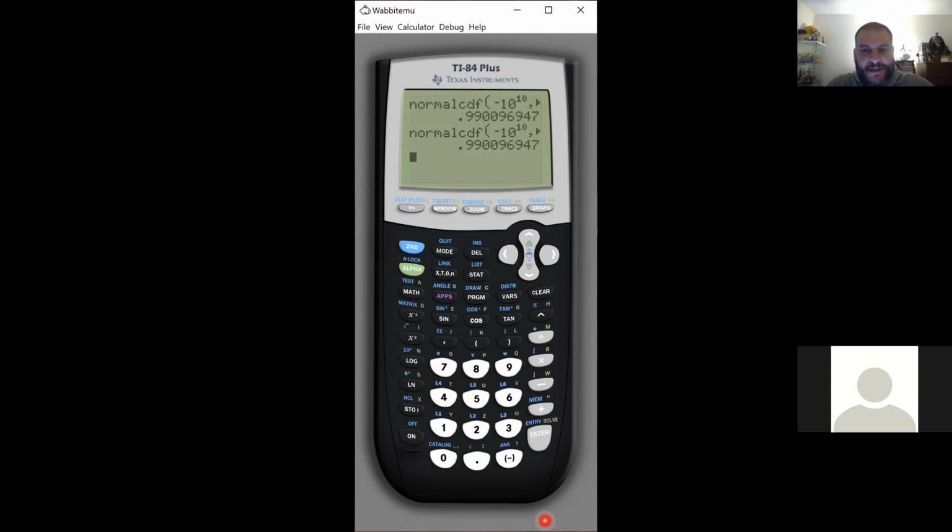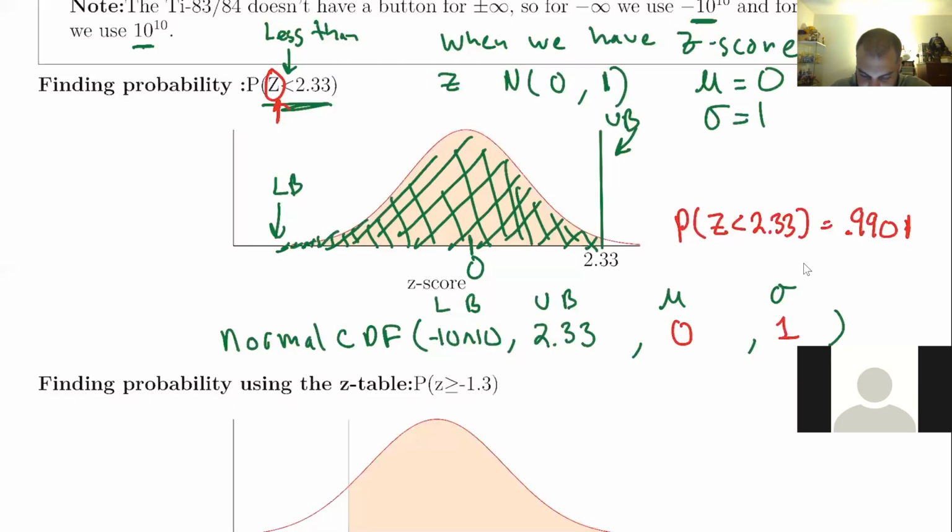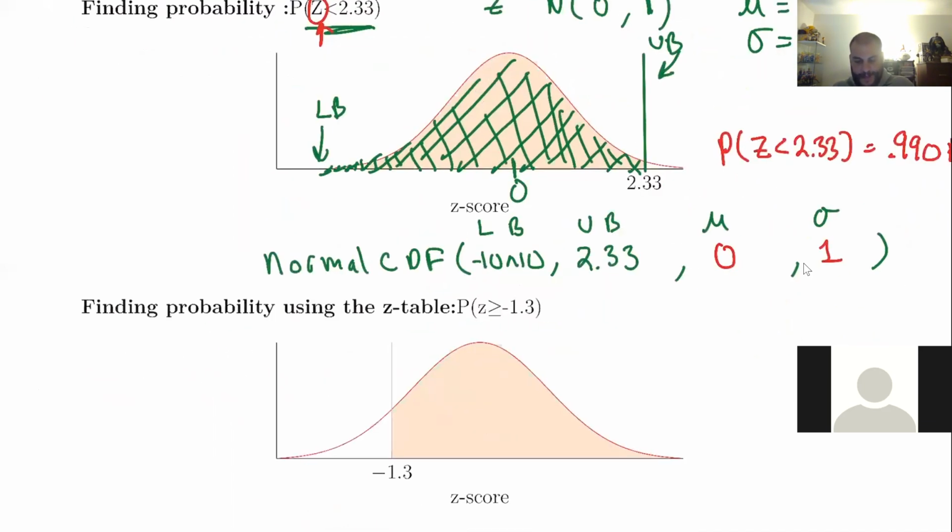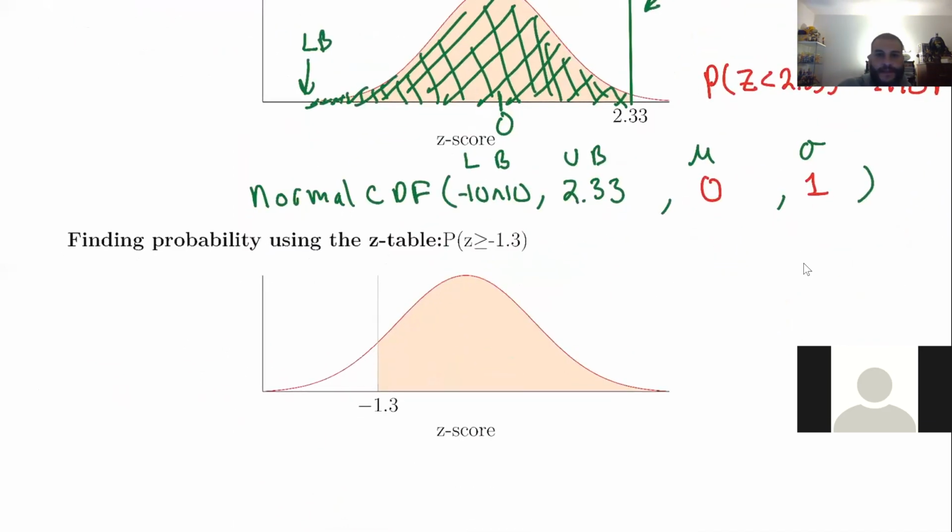All right, let's do the second example. So let me venture back to my notes. So let's go ahead and do this one. This is a find the probability using the Z table. Well, we're not using the Z table, we're using our calculator. So for this one, we want to find the probability that Z is greater than or equal to negative 1.3.